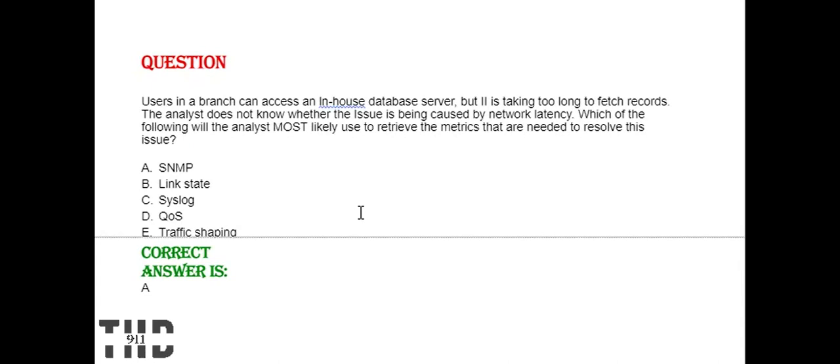Users in a branch can access an in-house database server, but it is still taking too long to fetch records. The analyst does not know whether the issue is being caused by network latency. Which of the following will the analyst most likely use to retrieve the metrics that are needed to resolve this issue? Option A, SNMP. Option B, link state. Option C, syslog. Option D, QoS. And option E, traffic shaping. Option A is correct.